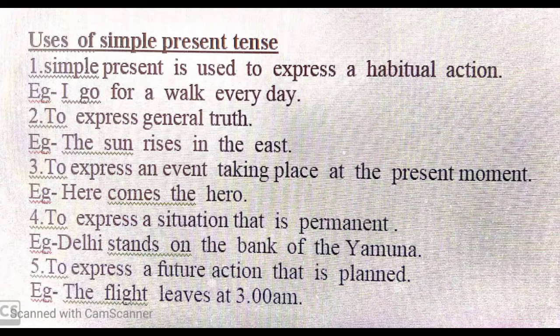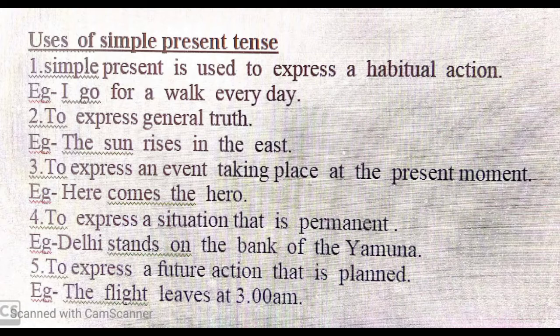Then second, to express general truth. Example, the sun rises in the east. Then third use, to express an event taking place at the present moment. Example, here comes the hero.